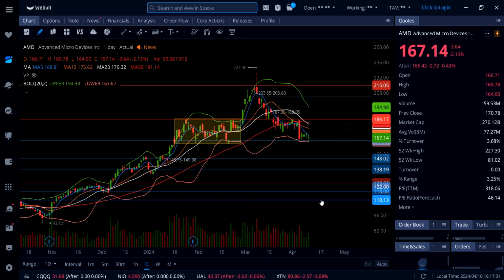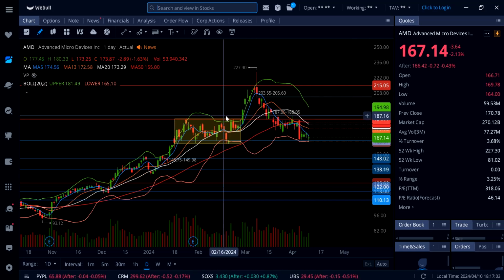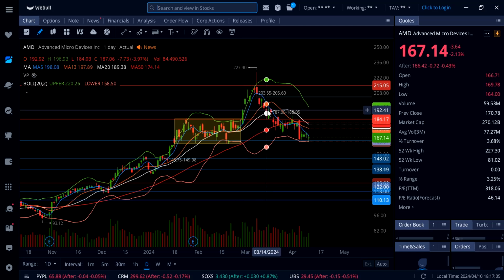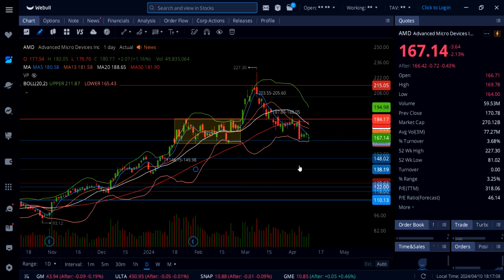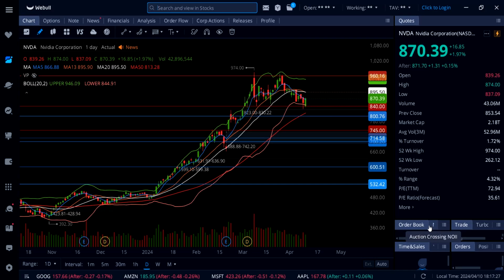And right now, we do not have a bull trend on AMD. All these moving averages are now negative sloping to the downside, and that is a bear trend right here on AMD stock. On Nvidia stock, it's up 1.97%.